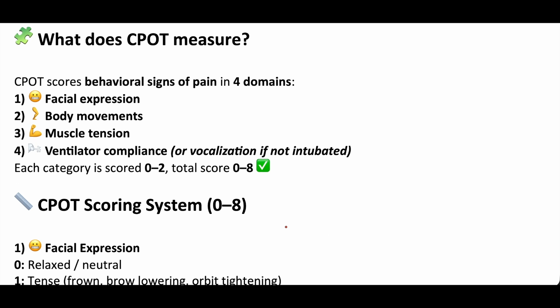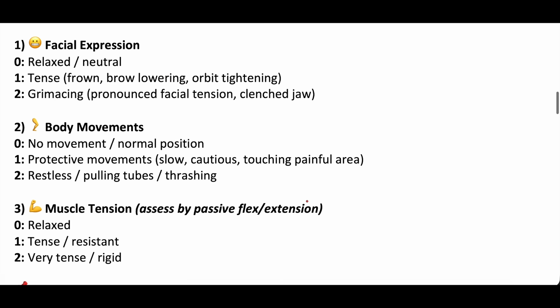Well, it looks at behavioral signs of pain across 4 different domains. Domain 1 is facial expressions, domain 2 is body movements, 3 is muscle tension, and 4 is ventilator compliance or vocalizations if they're not intubated. And each one of these categories is scored 0 through 2, and the total score is 0 to 8. Right? So the CPOT scoring system is 0 through 8 with 4 domains that can get a 0 or a 1 or a 2.